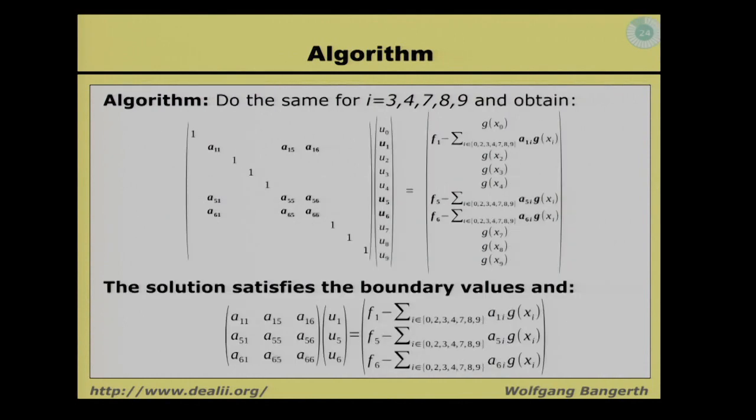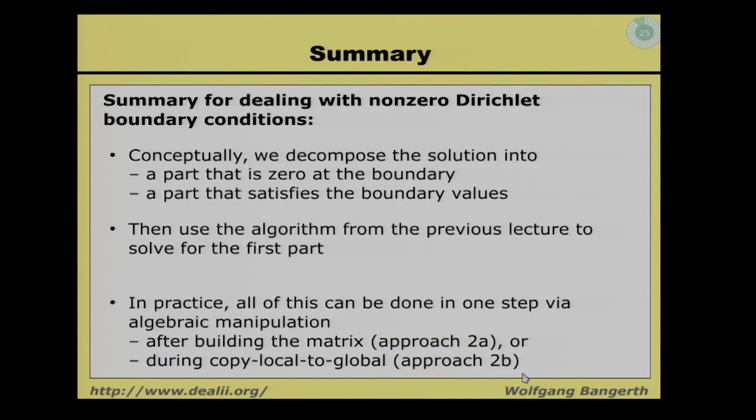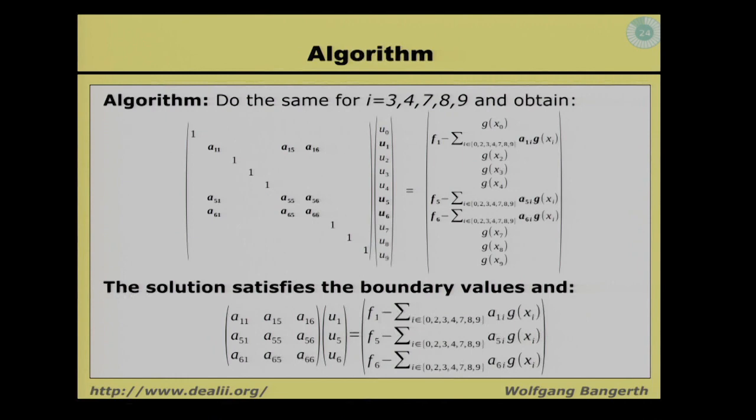And in the end, I end up with a linear system that looks like this. No, it's too fast. So I get a linear system like this, where again I have ones on the diagonal for every boundary degree of freedom. But now I don't have zeros in the corresponding places here, but I have the boundary values that I want for these degrees of freedom.